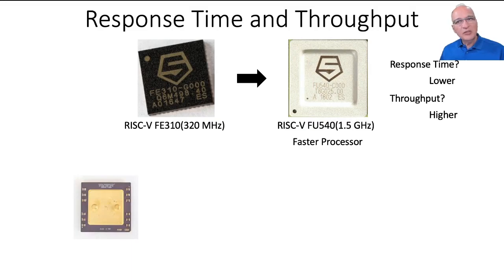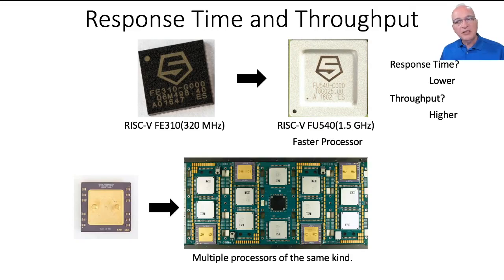Now let's consider another situation where I do not get a faster processor. I have a given processor and I replace it by a system that has multiple processors of the same kind. So in this case, the response time will be the same, and in some systems it can be even higher, which means that it can get slower because you have to coordinate between all those processors. But the throughput will be higher because I can assign a different task for each one of the processors, and I can finish an ensemble of tasks faster.